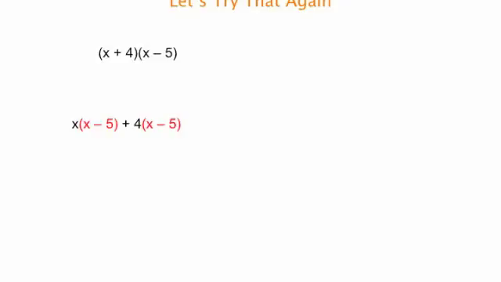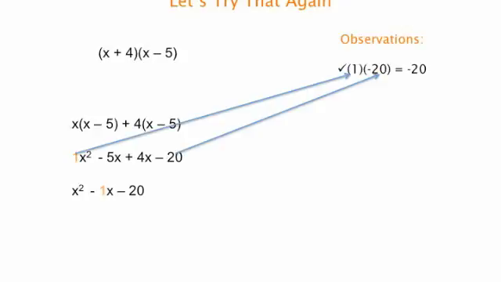So let's try multiplying x plus 4 times x minus 5. I distribute in the x, and I get x squared minus 5x, and then I distribute in the plus 4, and I get 4x minus 20. Combine the middle two terms, and I get x squared minus 1x minus 20. You notice I wrote the 1's in there. You don't have to, but I did that so that I'll remember there's a 1 in front of those terms.